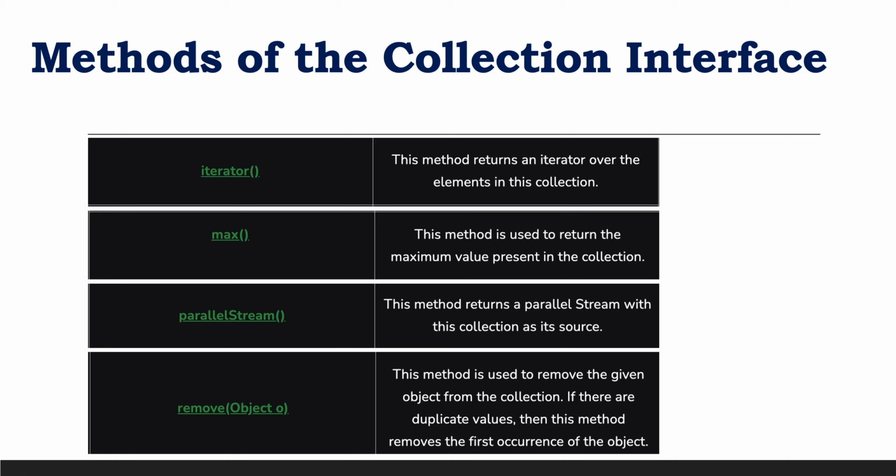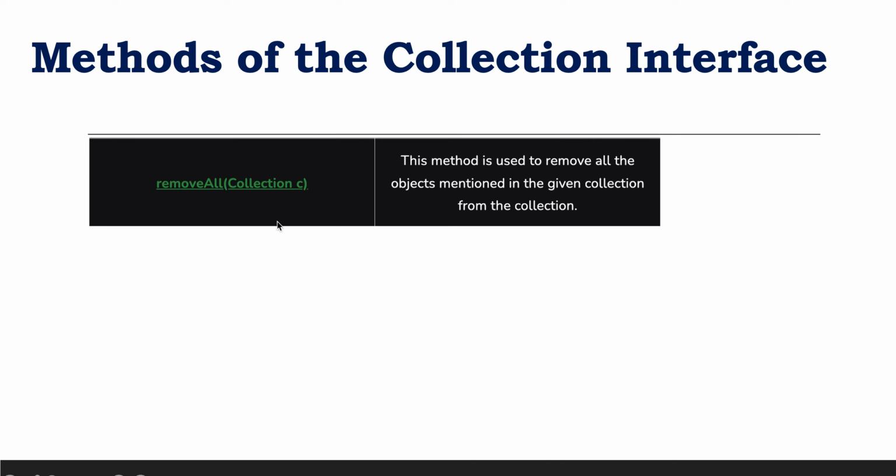Similar to that, we have another method called remove. The remove method is used to remove the given object from the collection. Let's say we want to remove one specific element. It is going to remove it, and one advantage is that if there are duplicate values, this method is going to remove the first occurrence of the object. Let's say we want to remove all the occurrences. What we can do is use removeAll. This method is used to remove all the objects mentioned in the given collection from the collection.